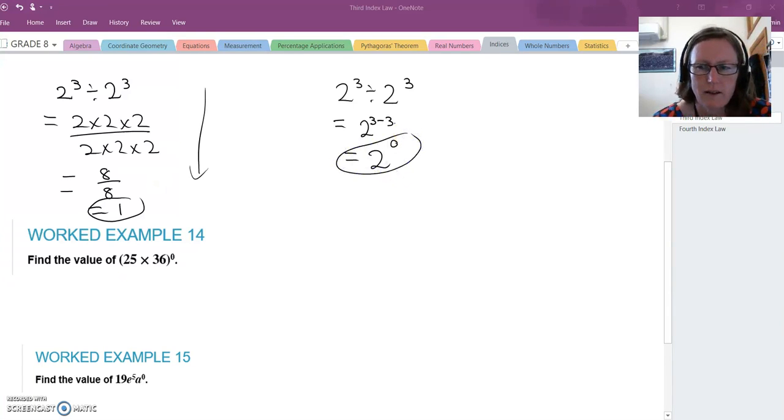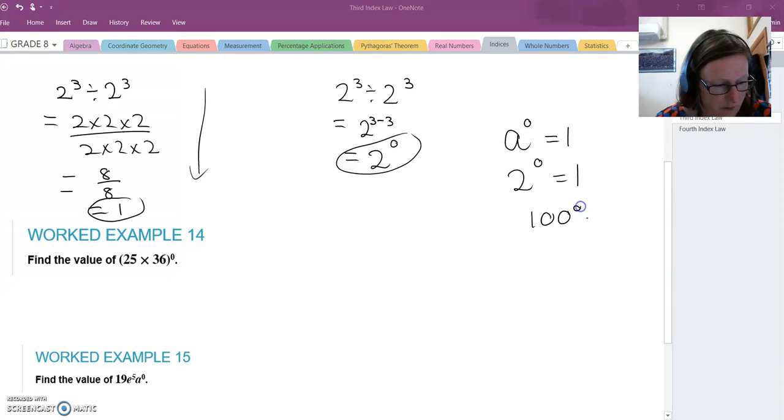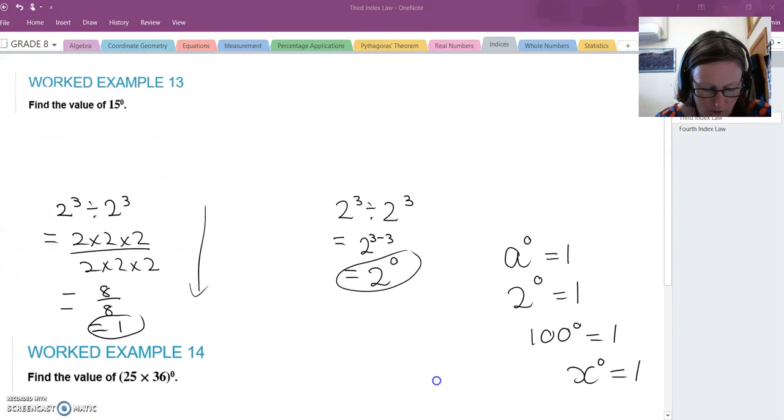Those answers are in fact the same, and what the third index law states is that anything raised to the power of 0 is 1. So a to the power of 0 is 1, 2 to the power of 0 is 1, 100 to the power of 0 is 1, x to the power of 0 is 1. So anything raised to the power of 0 is 1.